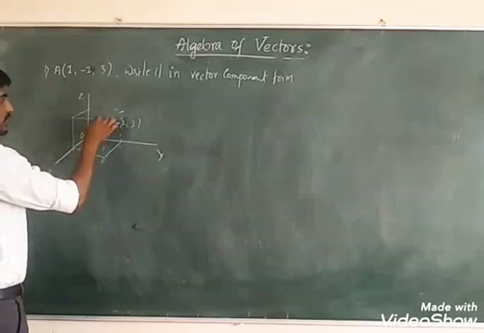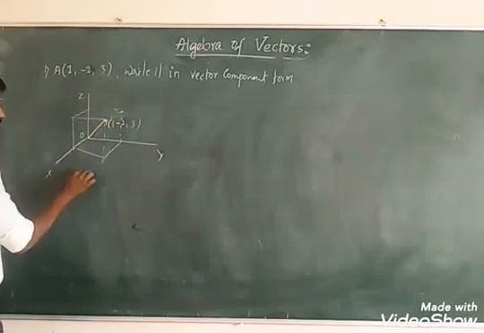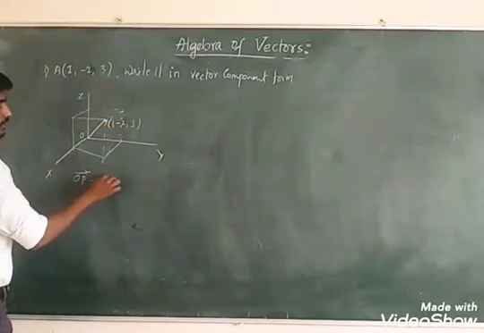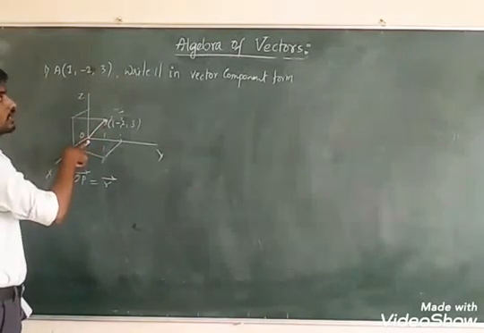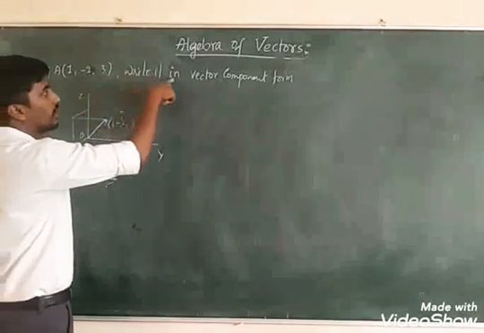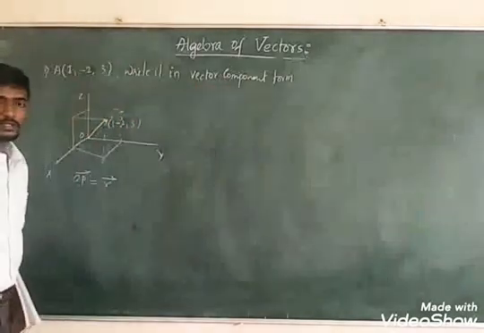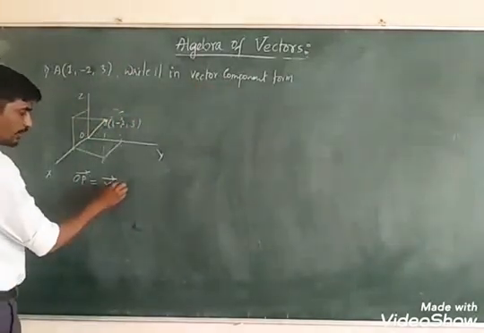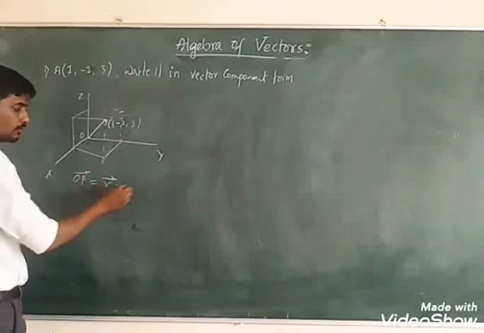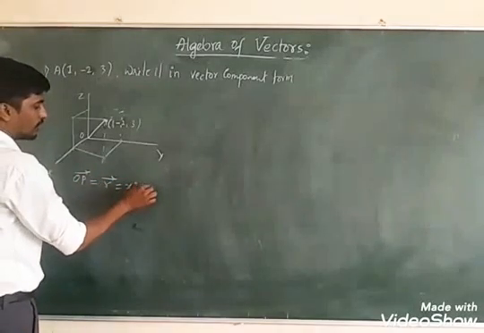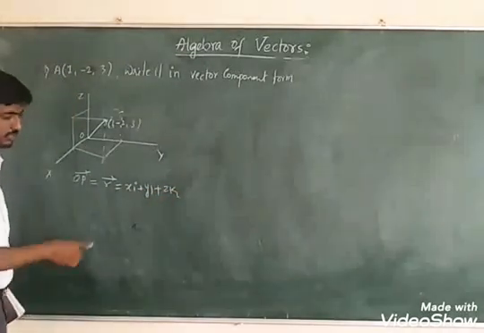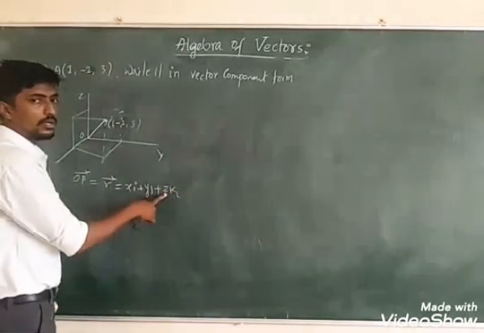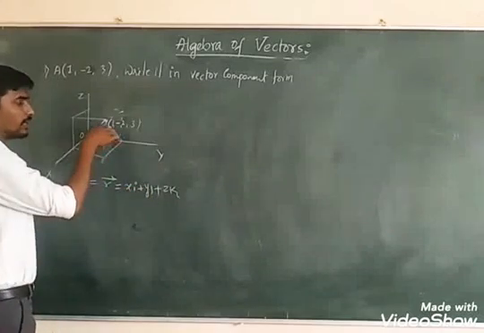If I consider this as P, then OP vector is the R vector. It means the position vector of the point P with respect to the origin, and they ask to write it in the vector component form. The vector component form of any point x, y, z is xi plus yj plus zk. So x, y, z are the points represented in space.